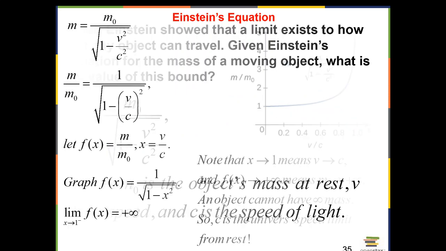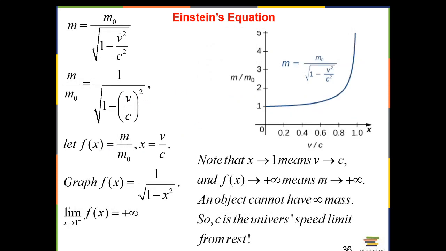Well, let's see. To make it easy for our limit procedures, first of all, we're going to divide both sides by m sub 0 and get rid of that m sub 0 on the right. And then we're going to make v squared over c squared into v over c to the second power. And we're going to take v over c and let it be x, right? So now we just have this, which is that function right there.